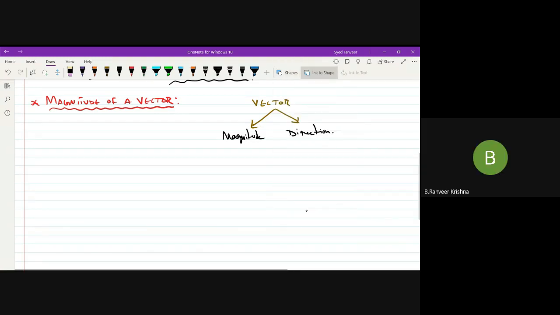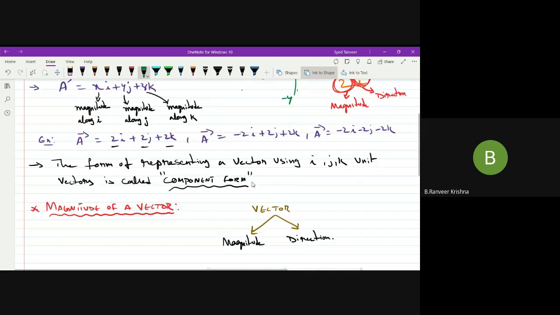Sir, here you wrote component form, no, sir? Yes. Sir, that means is it like a position vector? If I am representing position using that vector A, it is a position vector. If I am representing velocity, it is a velocity vector. Acceleration, this is an acceleration vector. Okay, sir.